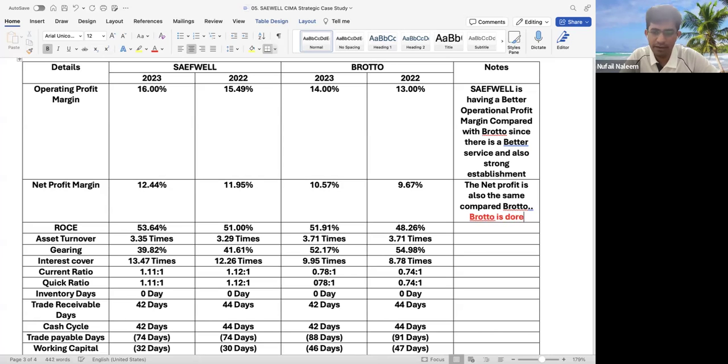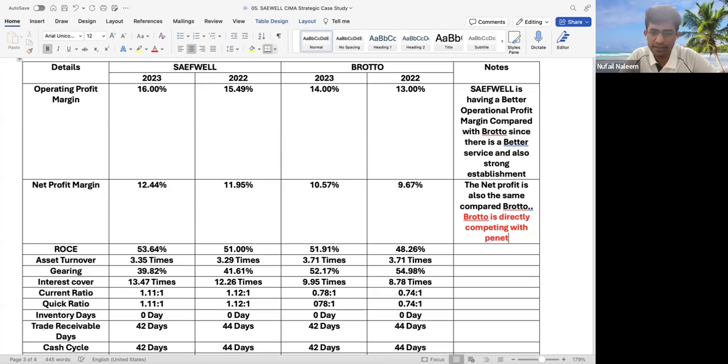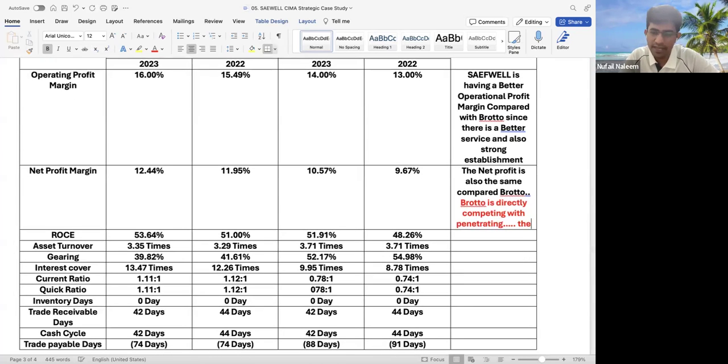Is directly competing with price. In simple language, what are they doing, students? Penetrating. Can I get an understanding there?